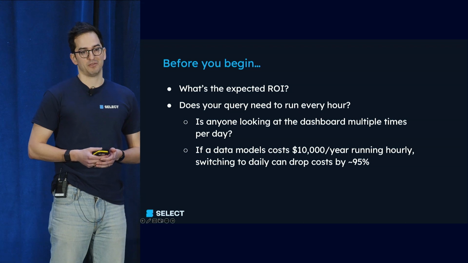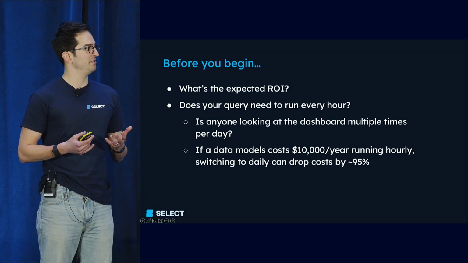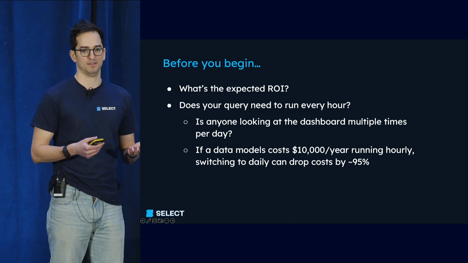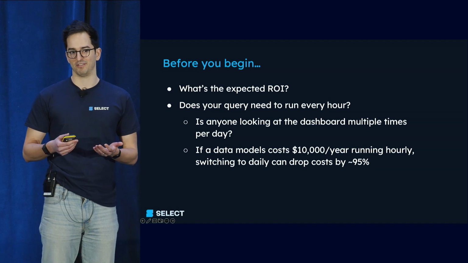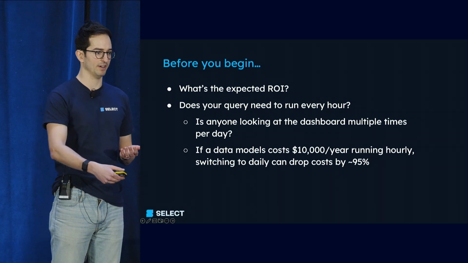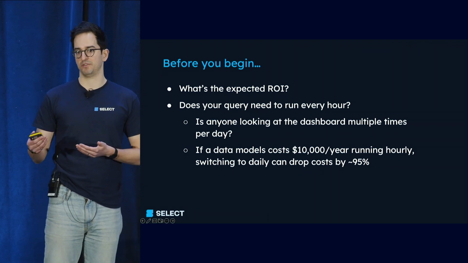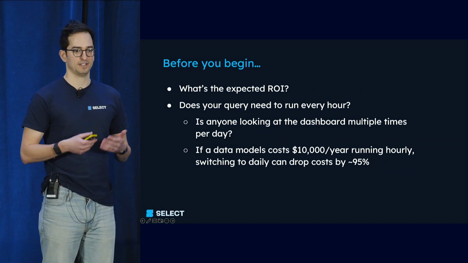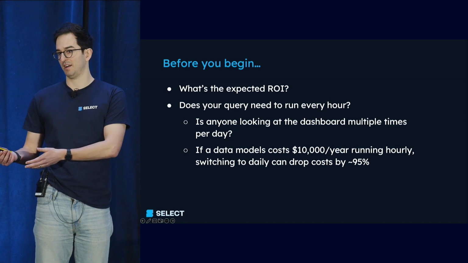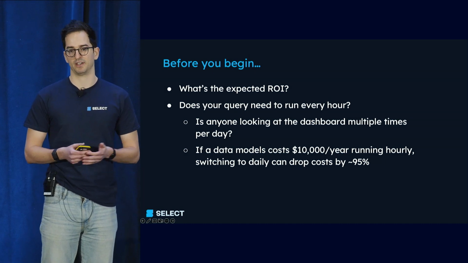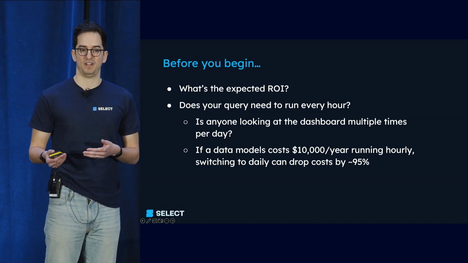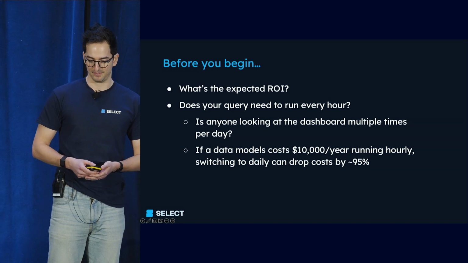The next thing when it comes to queries is seeing if you can reduce the frequency. So a common thing that we see is you may have a dashboard that contains a bunch of queries. That dashboard is scheduled to run every hour, and then correspondingly, the data models that populate that table are also scheduled to run every hour. That can add up, so it's worth scrutinizing. Are people actually looking at this every hour? Doesn't need to be run that frequently. When you look at the cost side of that, you can save a lot of money just by changing the frequency. So if you think about a data model that costs $10,000 a year because it's updating every hour, just by switching that to run once per day, you can drop up to 95% of those costs.